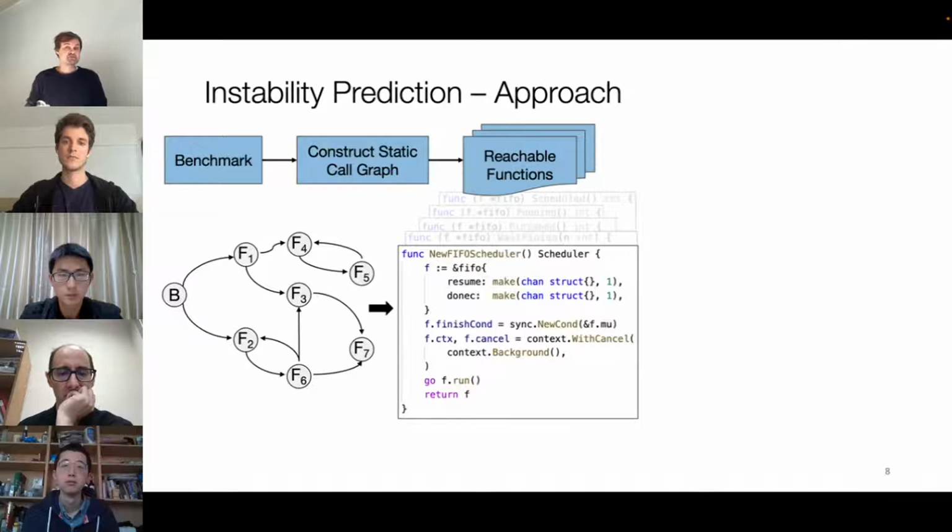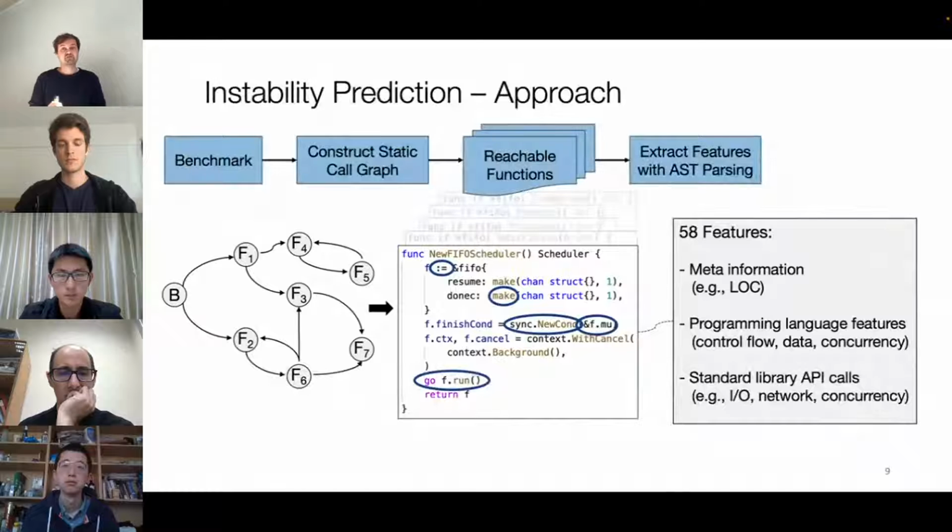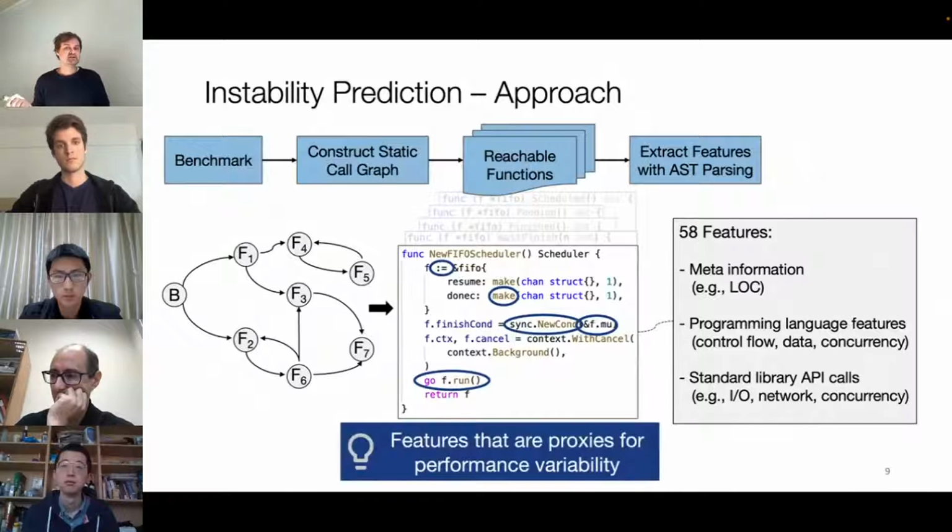So, and then for each of these reachable functions and the benchmark itself, we parse the AST and extract certain features. In total, we extract 58 different features related to meta information, programming language features, and standard library API calls. And the main idea here is to extract features that can serve as proxies for performance variability. And all these features are influenced by previous research.